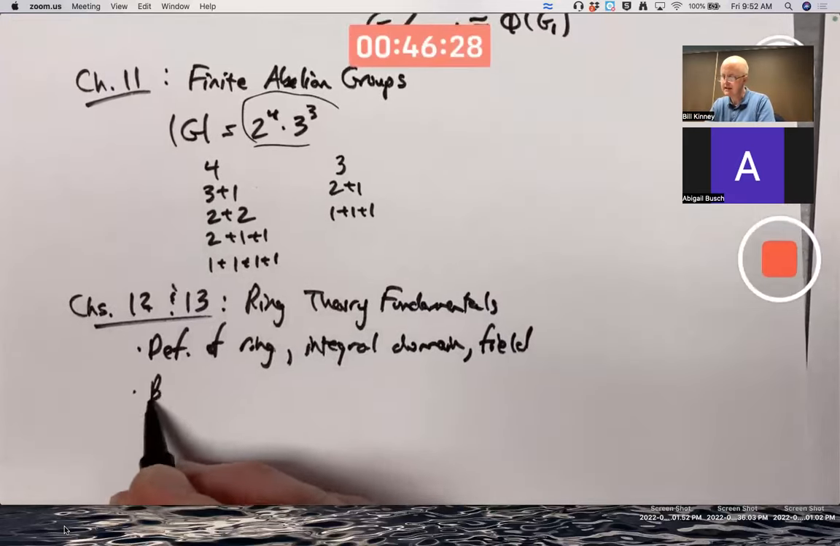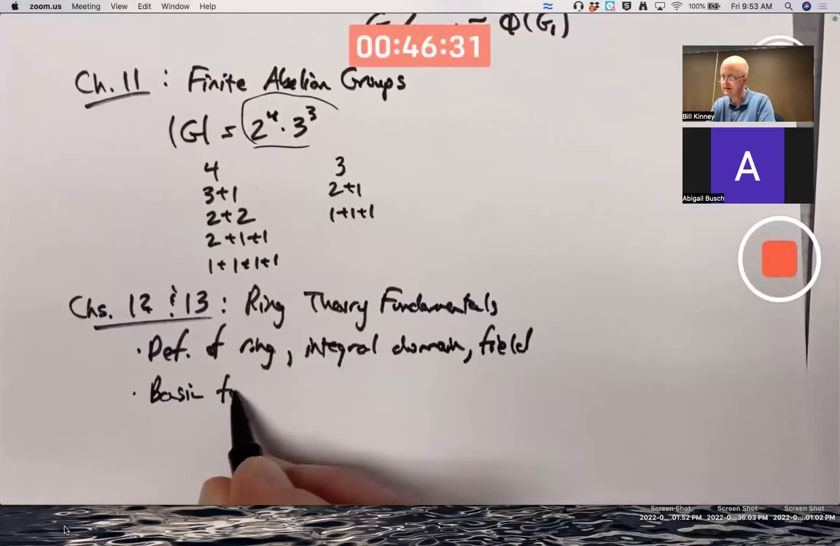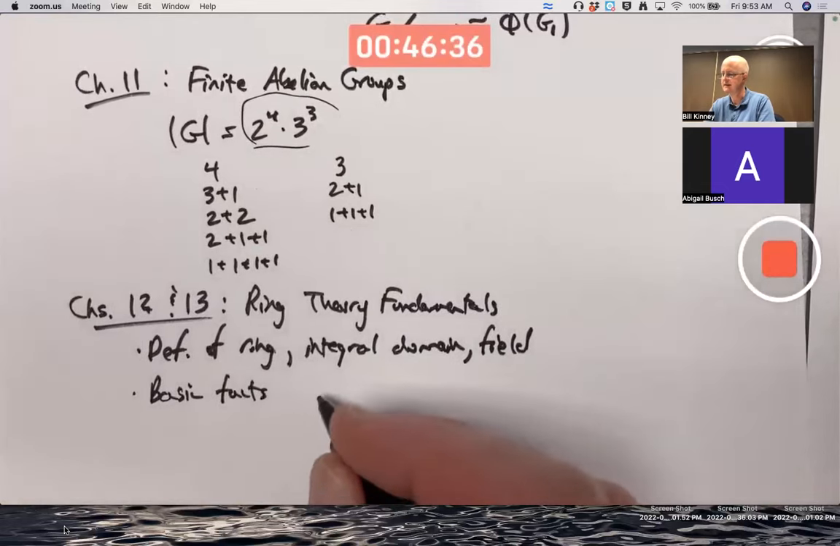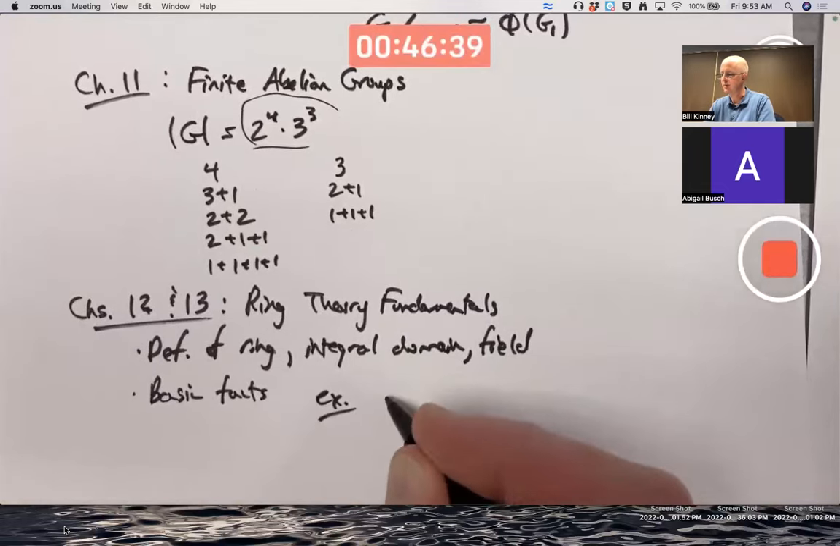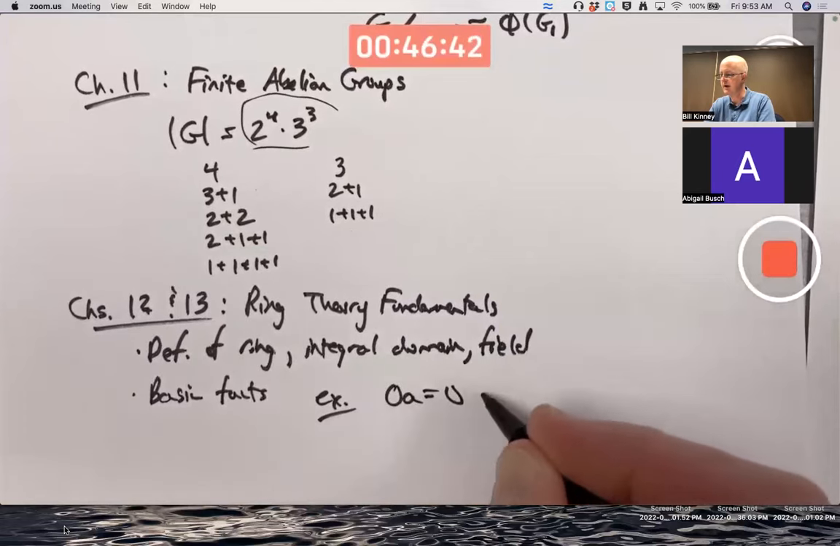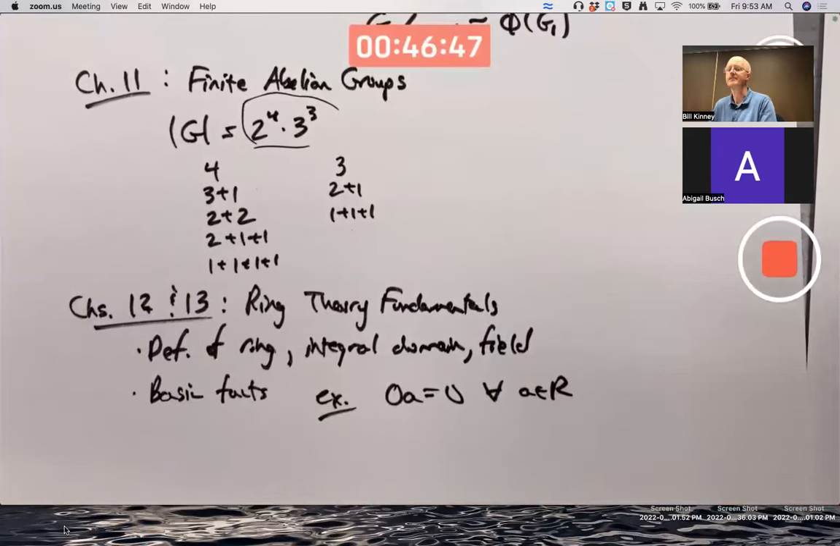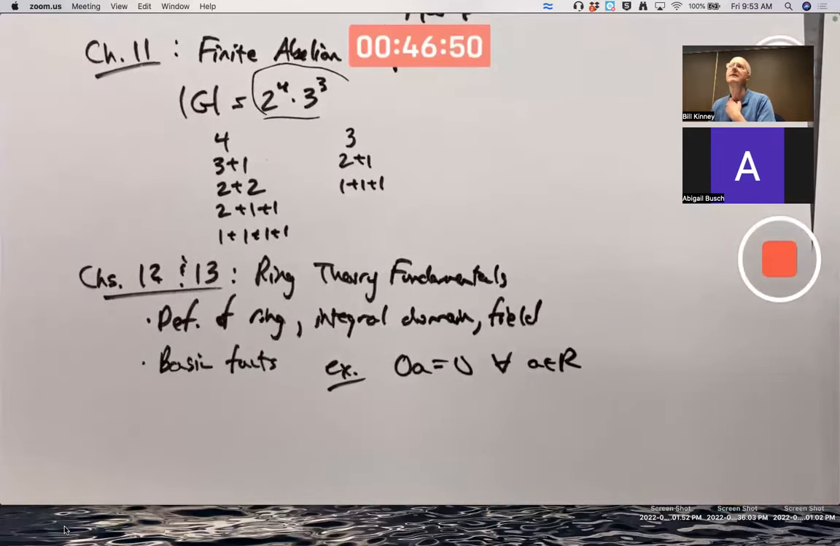Basic facts about rings. For example, something we emphasized in class was proving that 0 times a equals 0 for all a in the ring. That's not part of the definition of the ring. We had to prove that, for example. Some other things included that every finite integral domain is a field, that Zn is a field if and only if n is prime. Definition of the characteristic of a ring.